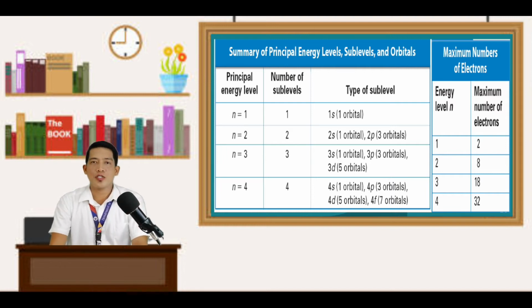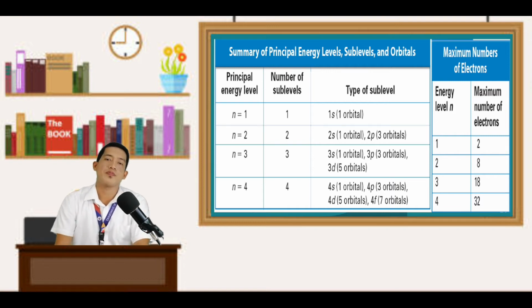Do you have any questions regarding how we quantify the maximum number of electrons? Based on the representation, we have 2, 8, 18, and 32. Do you know how to get it? You can use the formula 2n squared. You can replace n by its corresponding principal energy level. For example, 1 can be replaced into n, and therefore raised to the second power, 1 squared, multiplied by 2, and that's 2. And so on for 8, 18, and 32.